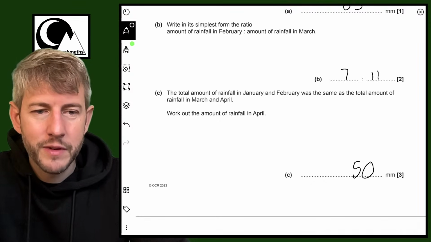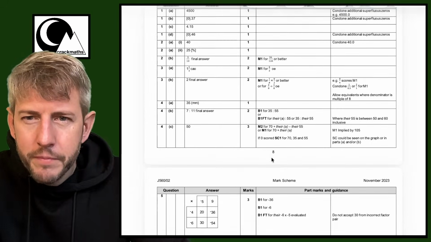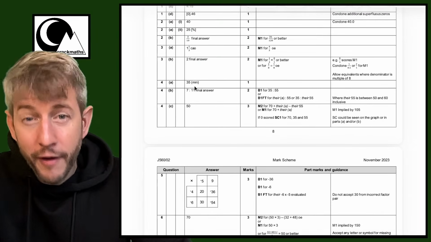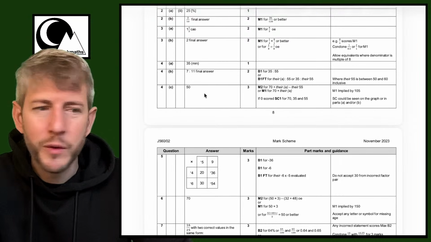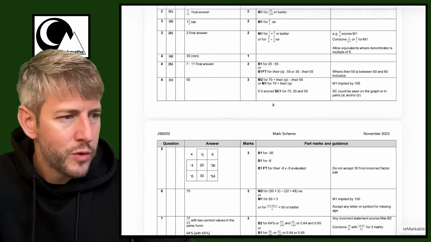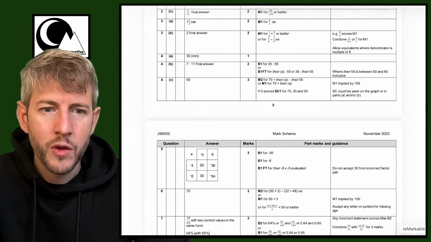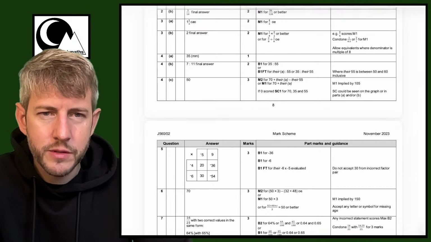Okay, so here we go. Over to the mark scheme. So we have got 35 correct, 7 to 11 correct, and 50 also correct. Perfect. Right, let's move on.